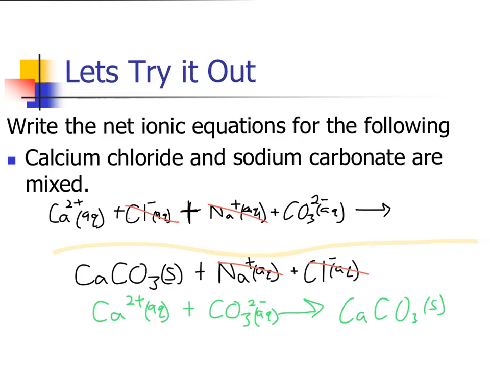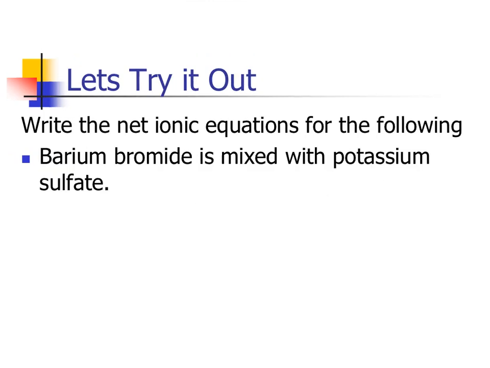So if you have 2 insoluble salts as the reactants, you're not going to get a reaction because they're not going to break apart. So there's that too. So let's try another one. Barium bromide is mixed with potassium sulfate.